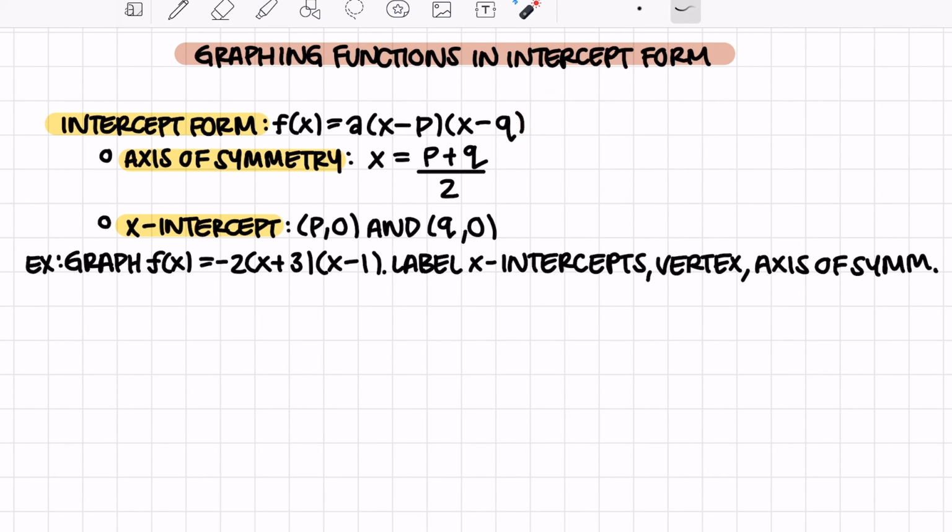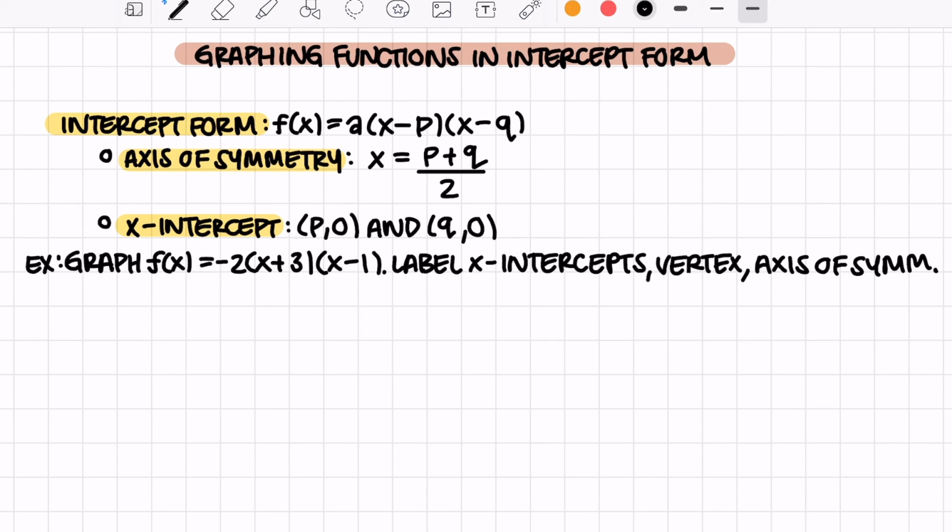The nice thing about intercept form is that it provides you with your x-intercepts automatically. So you don't have to look for too many points to graph out a perfect function. It already tells you what your x-intercepts are. It also gives you a new formula for finding the axis of symmetry. So let's say that we're asked here to graph -2 times x plus 3 times x minus 1. We're asked to label the x-intercepts, vertex, and the axis of symmetry.